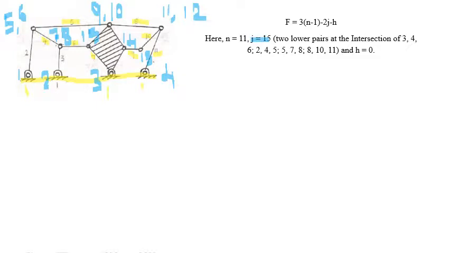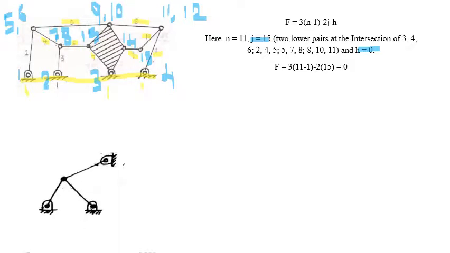and none of these links have a point or line contact. Therefore h is equal to 0, number of higher pairs is equal to 0. So after simplifying by substituting all the values, I got F is equal to 0, which is nothing but it is having 0 degrees of freedom. So the given mechanism is a structure.